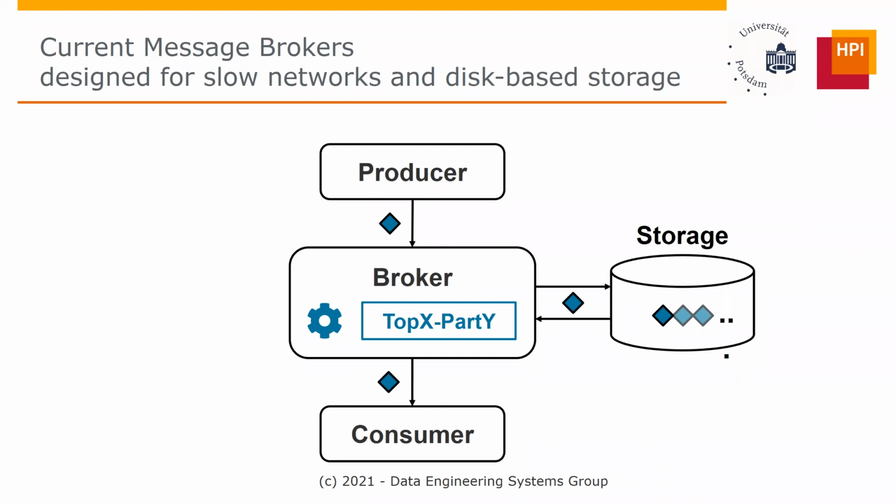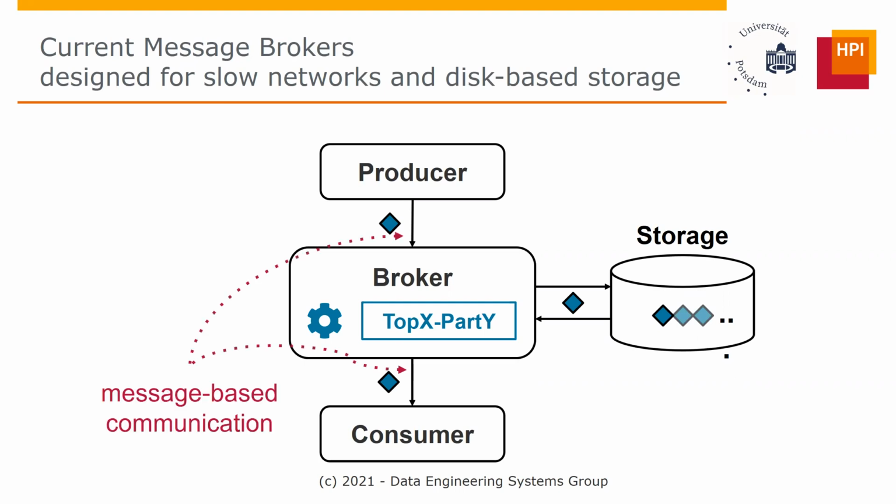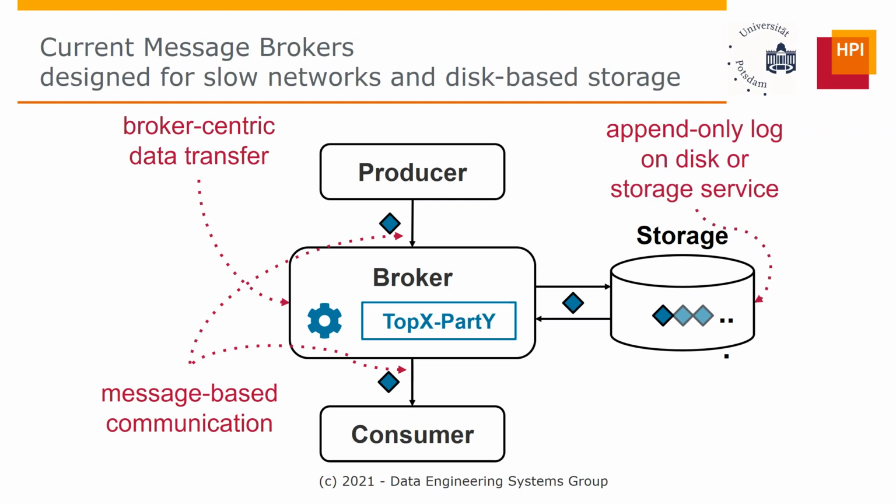Typically in today's systems, we have a producer that sends the data to the broker, and the broker stores this information and partitions it. So we have different topics, and then the consumer can read from these topics. These topics also allow us to parallelize inside the stream processor. The communication is message-based, and we have a broker-centric data transfer. We have some kind of append-only log or disk storage, so some storage service. It might be replication, might be directly on the disk. And typically, as I said, today this is often a bottleneck.